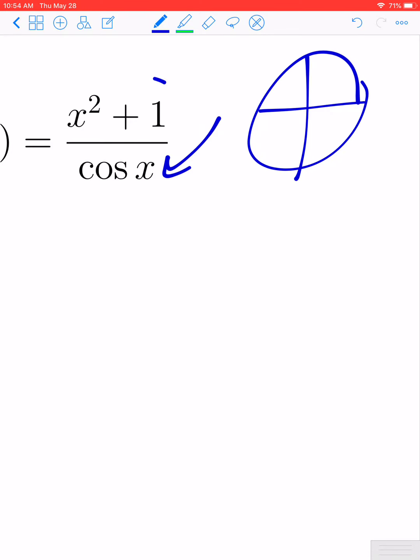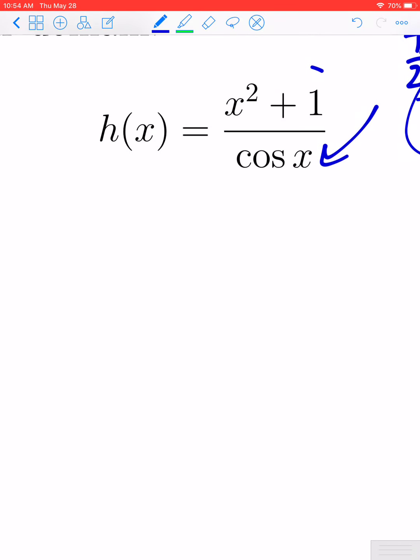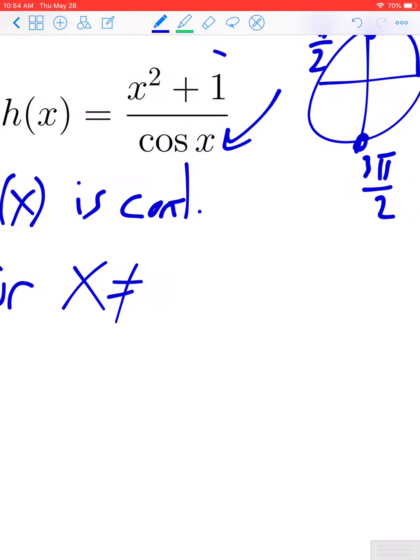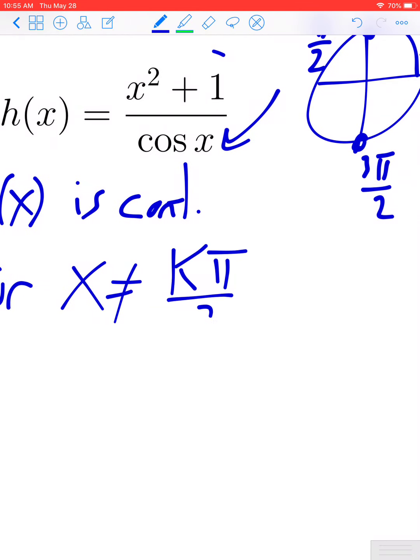And if we're just keeping track, where the cosine of x would be equal to 0 in terms of a unit circle, it's the same places where the tangent would be undefined. It's that pi over 2 and 3 pi over 2 type of multiple. So h of x is also continuous for x not equal to an odd multiple of pi over 2.